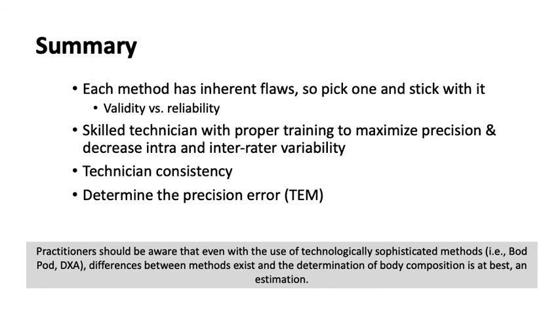So it comes down to validity versus reliability. Sometimes you just want a reliable method, and validity comes with time. As well, you want to ensure that you have a skilled technician with proper training to maximize precision and decrease intra- and inter-rater variability. You want to ensure that you always use the same technician and equipment. And the most important piece is you determine the precision error. What is your technical error of measurement, your TEM? And apply this to the findings to be able to report whether it was a true biological change or just due to technical error.